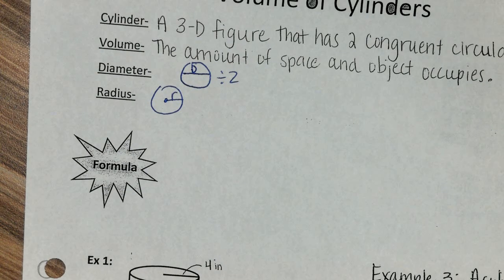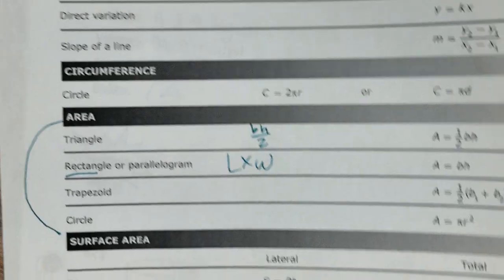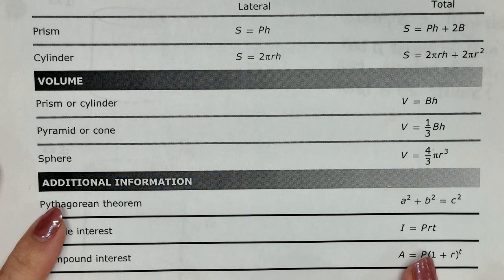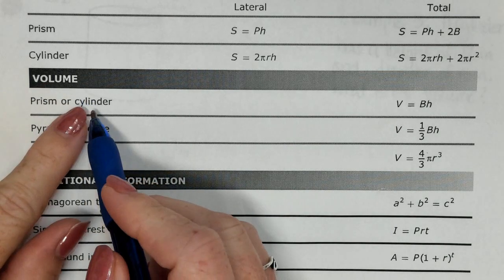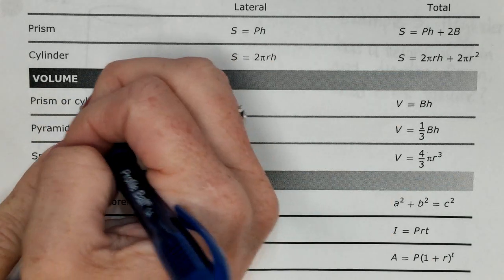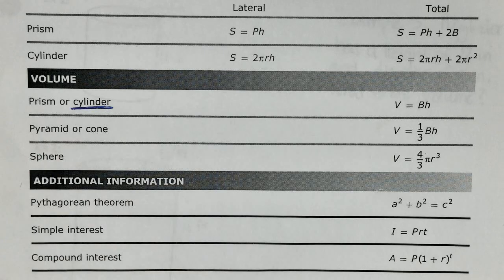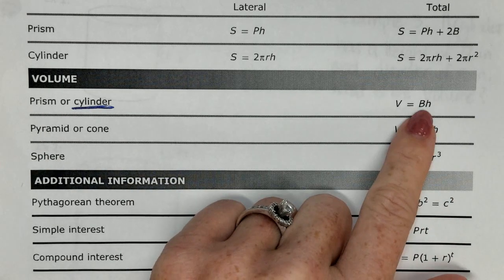Now, I want you to get your star chart. And I want you to go to the section titled Volume. This is a very important part of today's lesson, so I really need you to focus and zone in and pay attention to this, okay? What shape are we doing today? I want you to underline that. Volume of a cylinder, underline it. What is the formula?